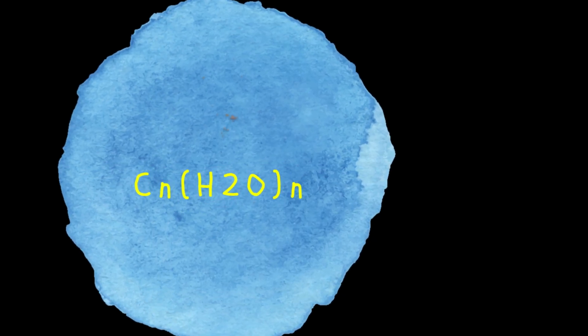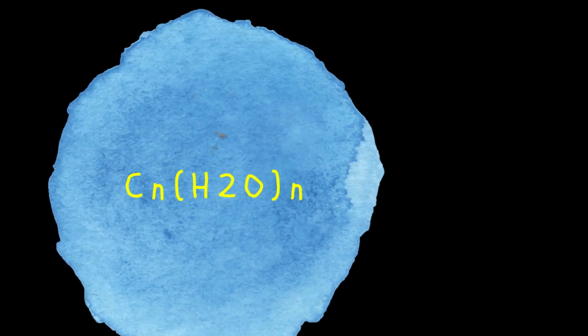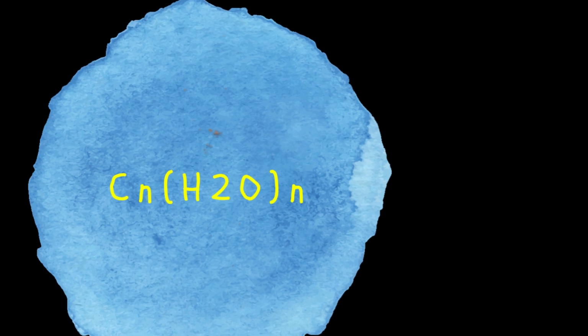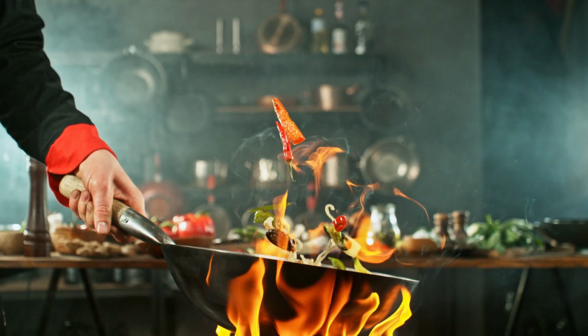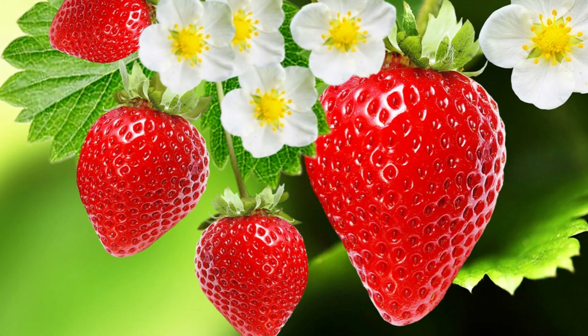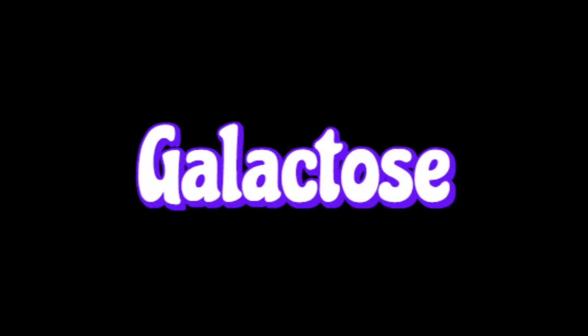Think of them as having a sweet taste and a general formula of CnH2nOn, basically, carbons with water molecules attached. The most common monosaccharides you'll hear about are glucose, the sugar your body primarily uses for energy. It's what's often called blood sugar. Fructose, found naturally in fruits. Galactose, part of milk sugar.